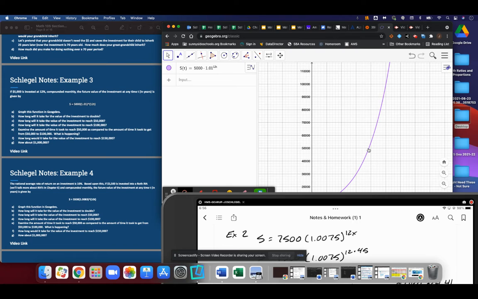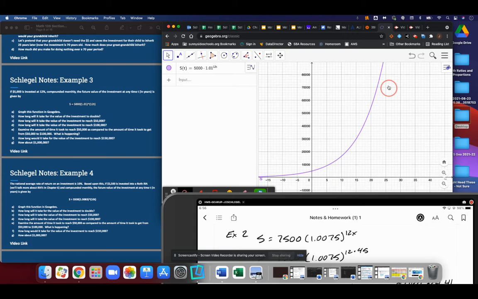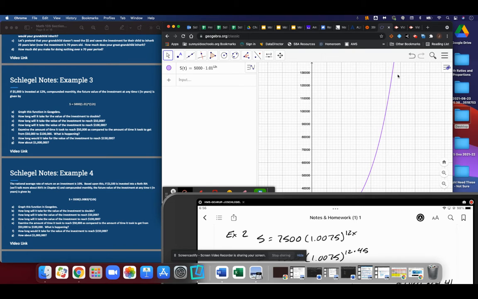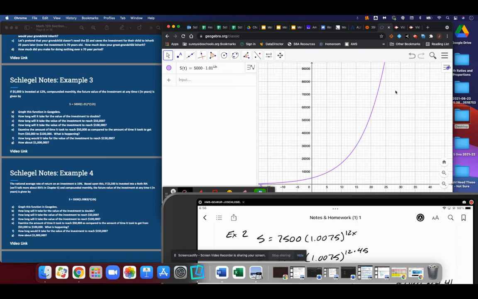To go from 50,000 to 100,000 only took 5 years. So to get our first 50,000 took 20 years. To get our next 50,000 took 5 years. And again, it's because these exponential functions get increasingly steep as time goes on. Once more, this is why the rich stay rich.